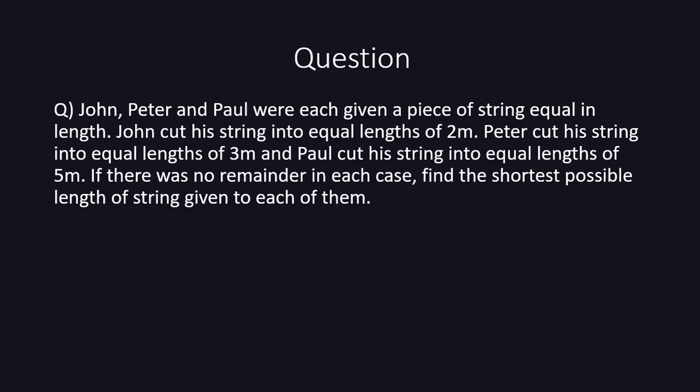Since this string can be divided into a number of strings of lengths 2 meters, 3 meters, and 5 meters, in other words, we can say that the length of the string is going to be a common multiple of 2, 3, and 5. And since 2, 3, and 5 are all prime numbers themselves, we need not get into the prime factorizations, and we can just say that the shortest possible length of string will be the product of all of these three numbers, which is equal to 30.